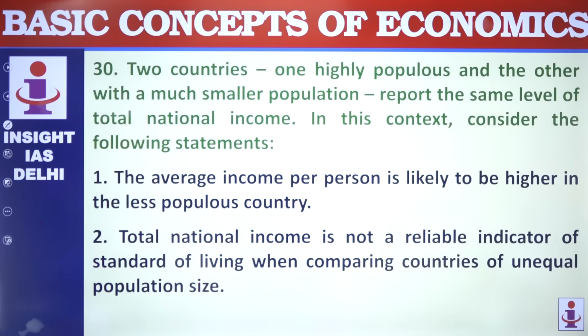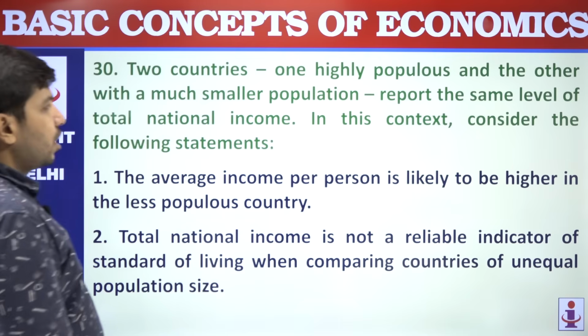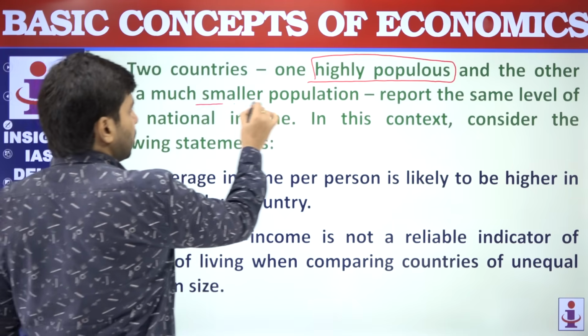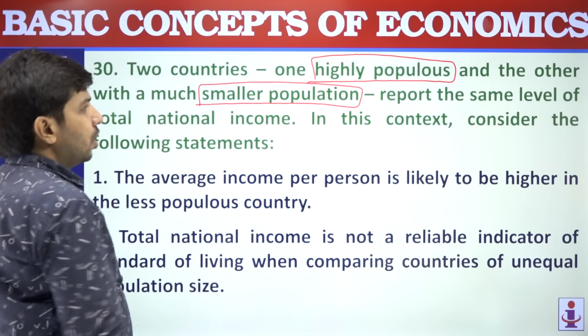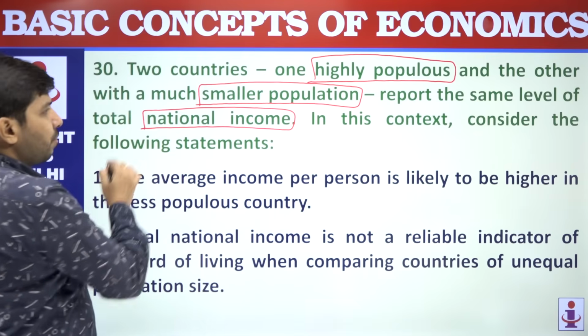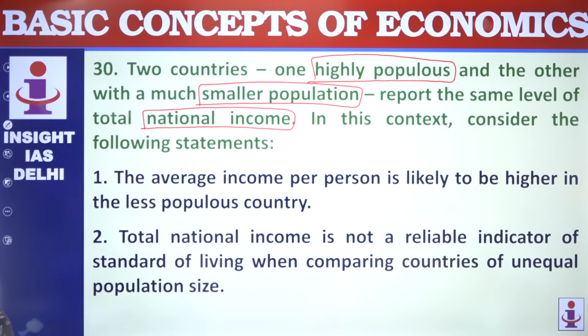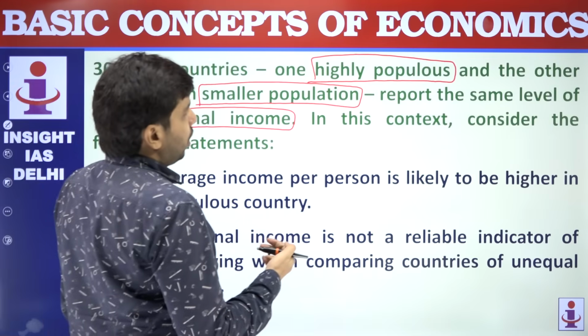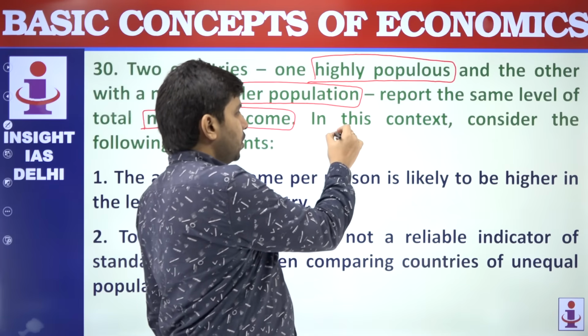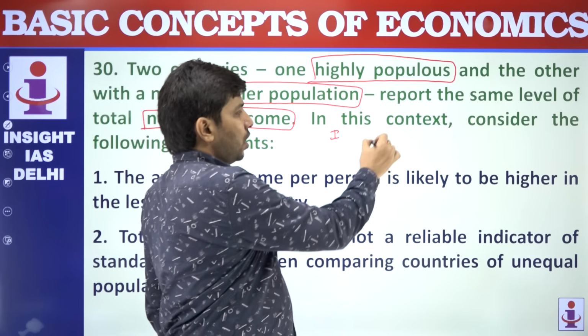Two countries, one highly populous and the other with a much smaller population, report the same level of total national income. One country is highly populous, the other has a smaller population, but their national income is the same. In this context, consider the following statements. What is the question? Which one is correct? Okay, take it as an example. Suppose one country is India, one country is Japan.